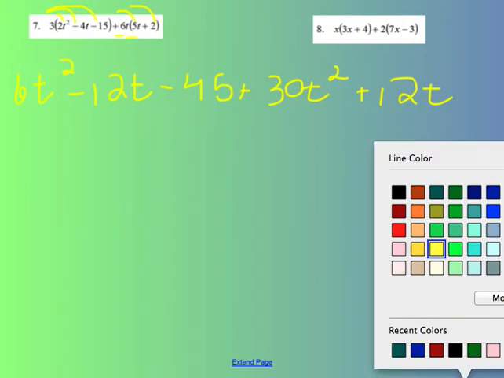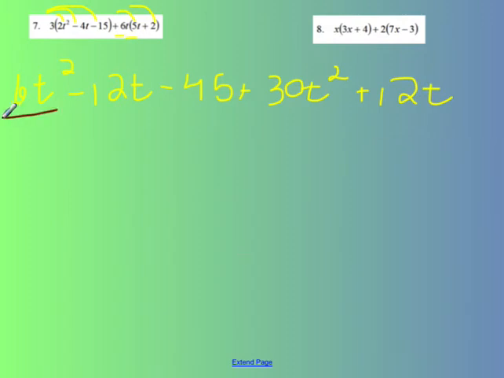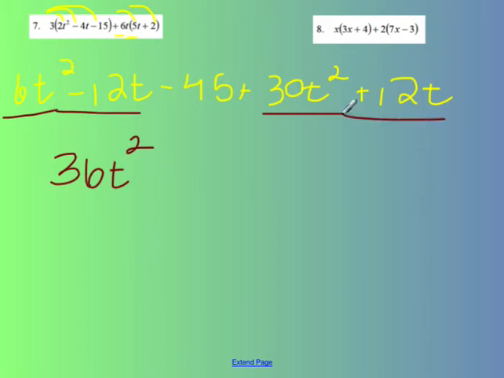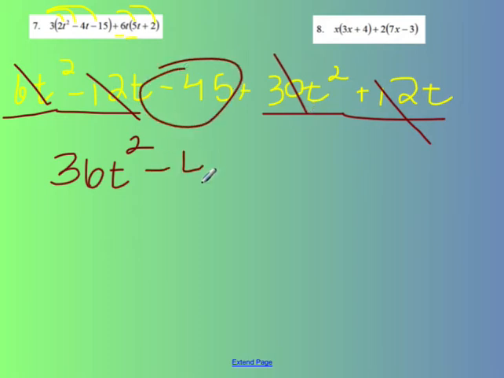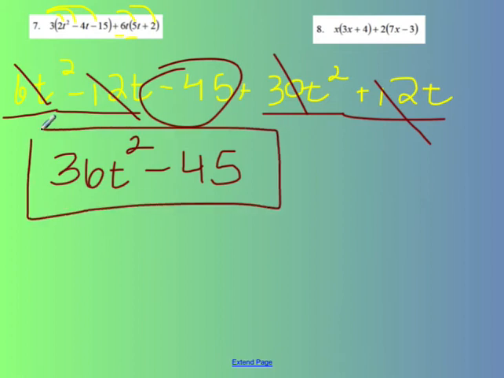So again, let's go ahead and combine our like terms. So we have 6t squared plus 30t squared. So that's going to give us 36t squared. Our next highest exponent is negative 12t plus 12t. Well, those are going to cancel each other out to 0, so I'm not even going to have a t term. And last but not least needs to come my constant, which is negative 45. So 36t squared minus 45 is your final answer for number 7.